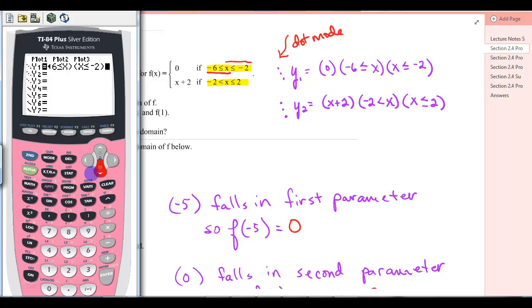All right, come down to y2, and we're going to have parentheses, x plus 2, open, -2, second math, we just want less than, which is number 5, x, close, open, x is less than or equal to, so we'll go to second math, number 6, 2, close. I've got dot mode on both of those, so let's do a zoom 6 and see what we get.